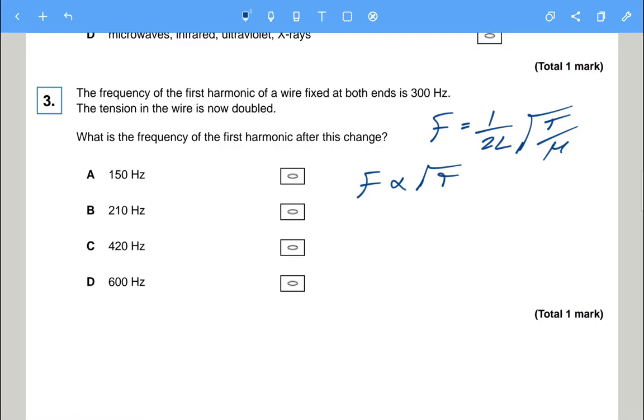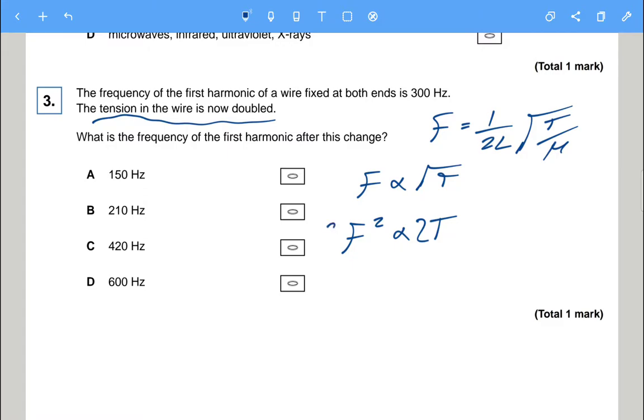Now if you're like me and don't like square roots, I would write that as frequency squared is proportional to the tension. Then we can do this question. So it says the tension is doubled. So if I double the tension, I need to multiply the left hand side, the frequency squared, by 2 as well, or make the entire thing 2 times greater.